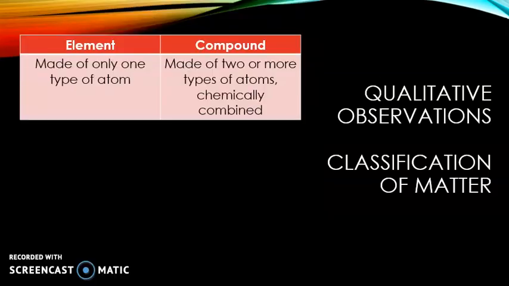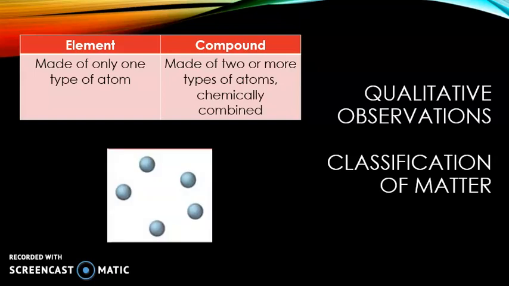Now, what we're really going to be focusing on mostly is the difference between an element and a compound, because that's predominantly what we're going to be using in class. So again, an element is only made of one type of atom. Those atoms can be combined, but they don't have to be. And a compound has to be made of two or more different types of atoms, and they have to be chemically combined. So let's take a look at some examples.